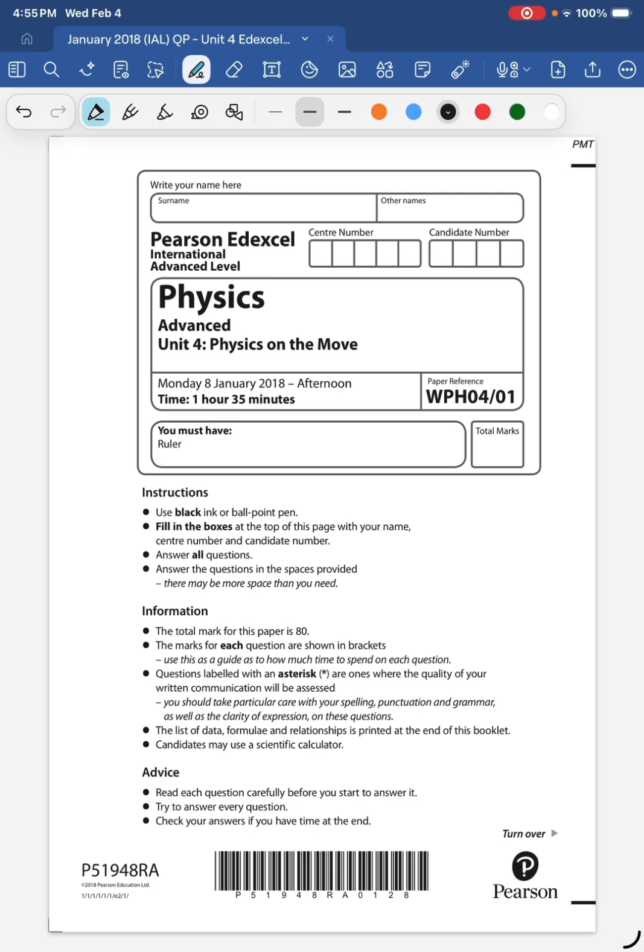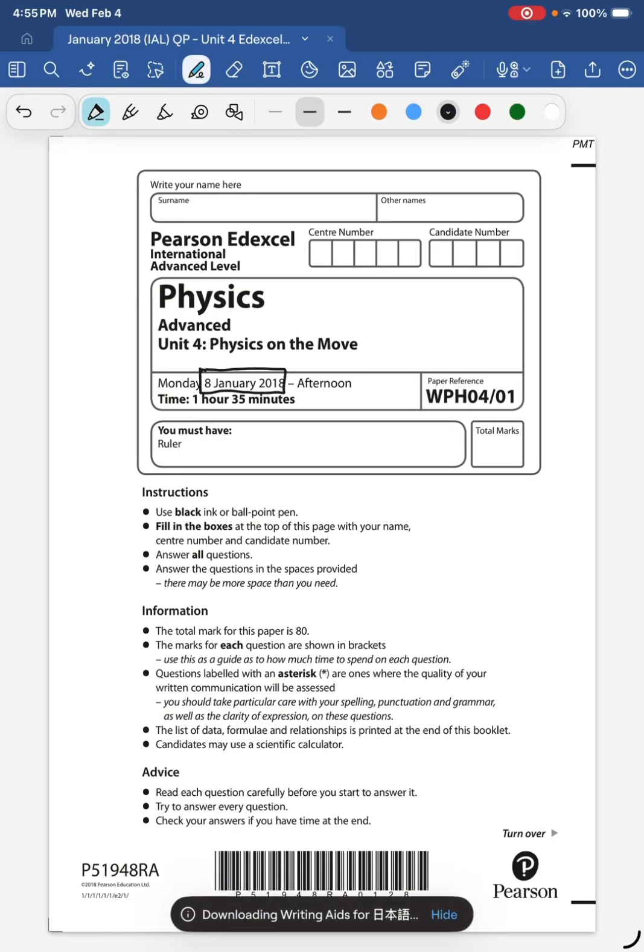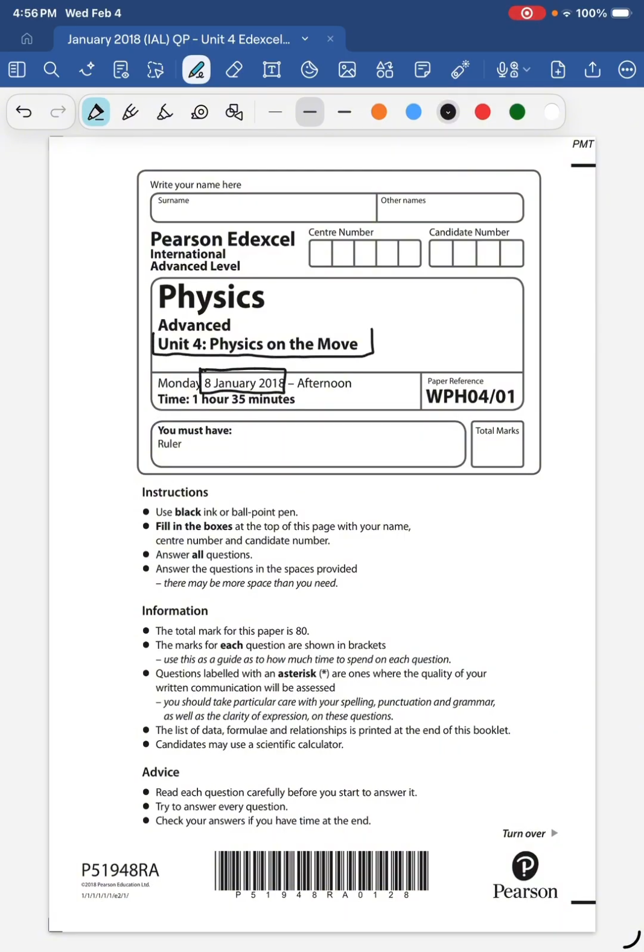However, I went through my folder with past papers from the time I was teaching, and I found this paper from January 2018. The problem with this paper is that it's from the previous spec. As you can see, it says Unit 4, but then it says Physics on the Move. This has changed in the new spec to, I think, oscillations, nuclear physics, something like that. So the spec has changed, but it didn't change dramatically.